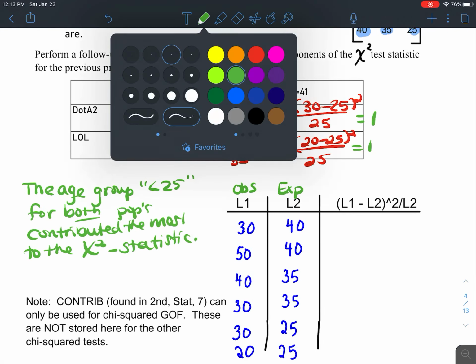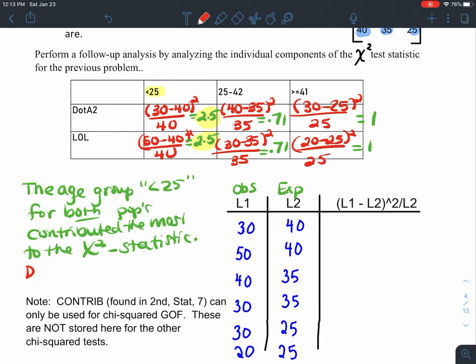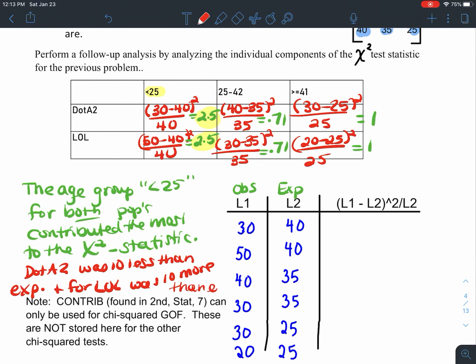So for dot A2, that was 10 less than expected. And for League of Legends, here it was observed 50, but it was only expected to be 40. It was 10 more than expected.